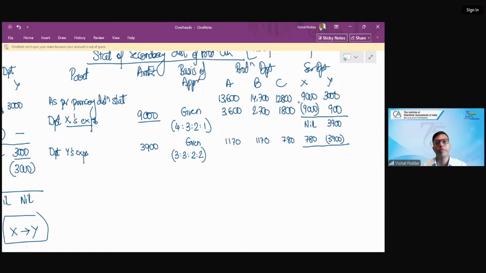Now, until now, in the previous two methods, our step was concluded here. We used to get the final answer, but now you are not getting the final answer here. Why? Because again, I have some expenditure in X. So I have to again divide X. Now, how much of X do I have to divide? 780. Ratio is the same, 4, 3, 2, 1. So now I have to divide this amount of X in the ratio 4:3:2:1.